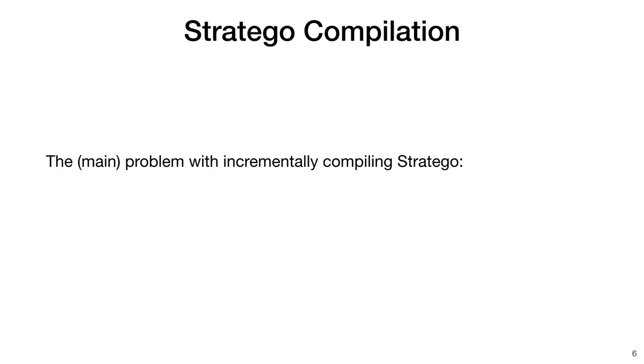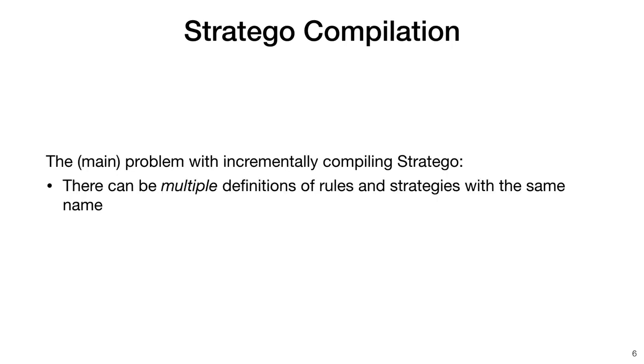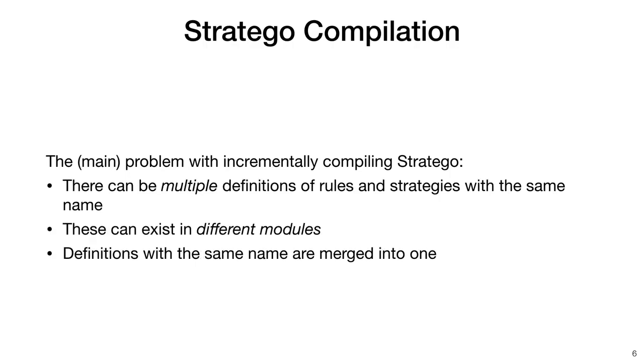You've now seen the main problem with incrementally compiling Stratego. There can be multiple definitions of rules and strategies with the same name. These can exist in different modules, and yet they are all considered contributions to the same entity and must be found and merged at compile time. This means that to compile a strategy or rule, we need global information of the entire compilation unit to make sure we find all contributions.